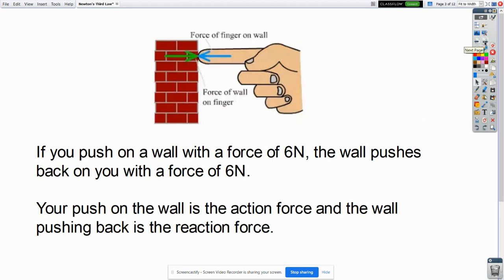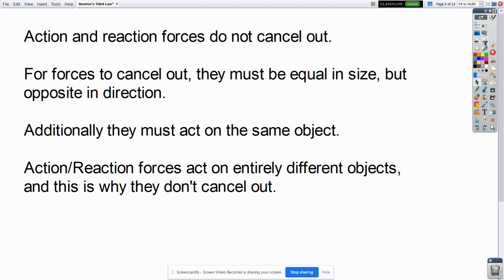This isn't the first time we've heard that phrase before. That phrase came up with balanced forces. We said when you have balanced forces, they are equal in size and opposite in direction. And because of that, they end up canceling out. But action-reaction forces don't cancel. And the reason why action-reaction forces don't cancel out is because they act on different objects.